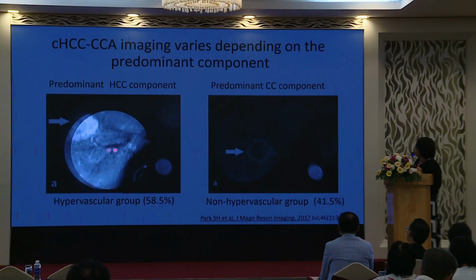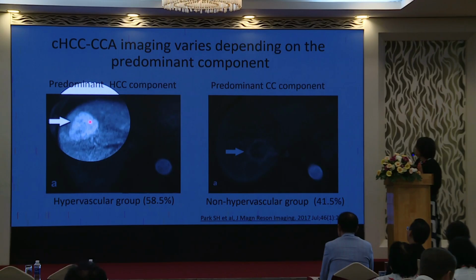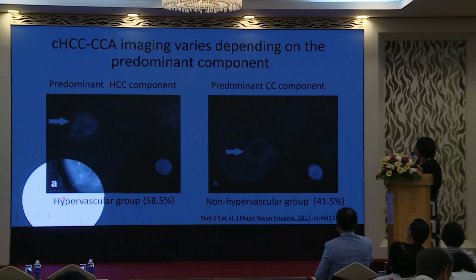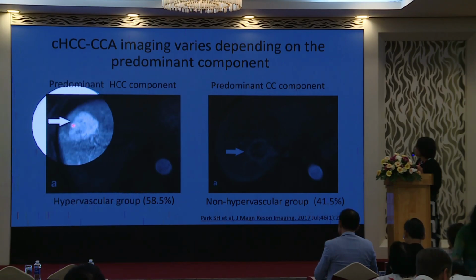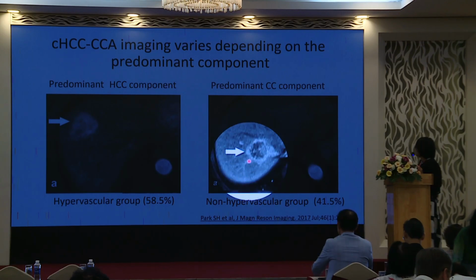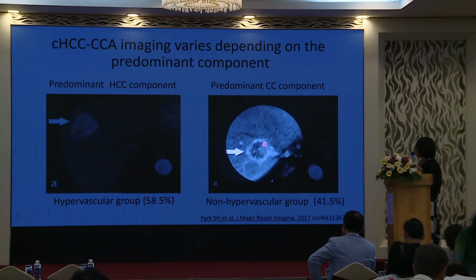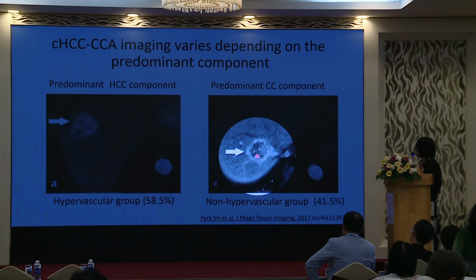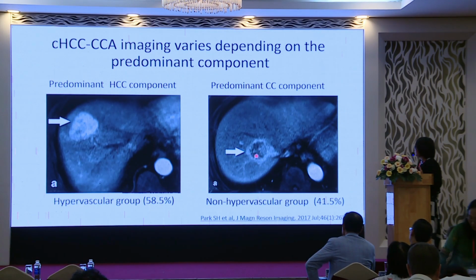So, if combined HCC and CCA is predominantly composed of the HCC component, the imaging shows a more hypervascular tumor, mimicking an HCC aspect. But if combined HCC and CCA is predominantly composed of the cholangiocarcinoma component, it shows no hypervascular aspect, resembling a metastatic tumor or cholangiocarcinoma. So the imaging is not really perfect for the diagnosis of combined HCC and CCA.